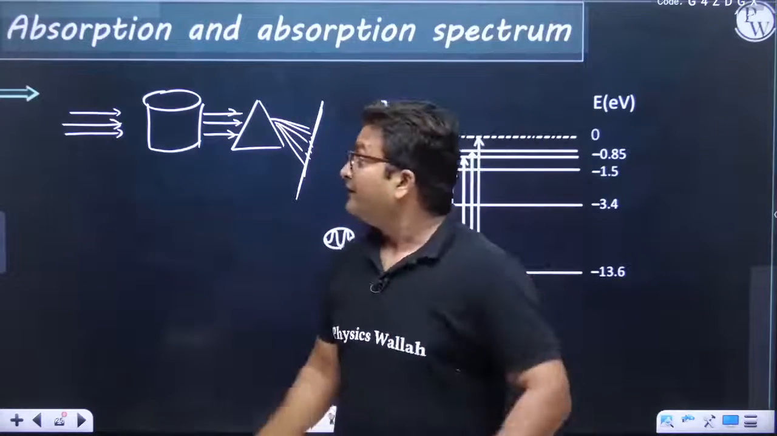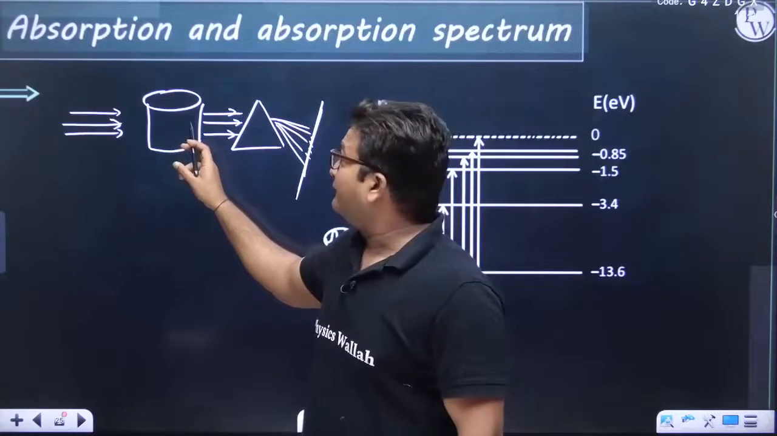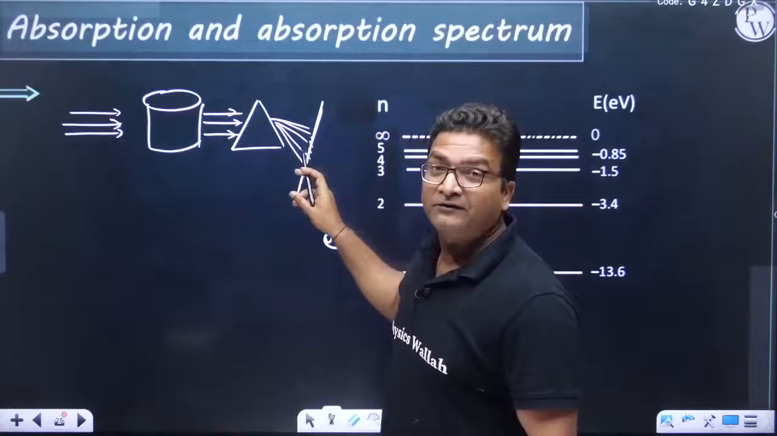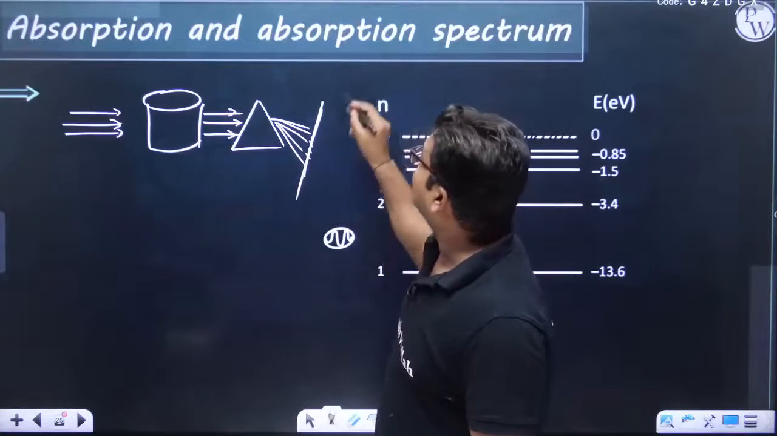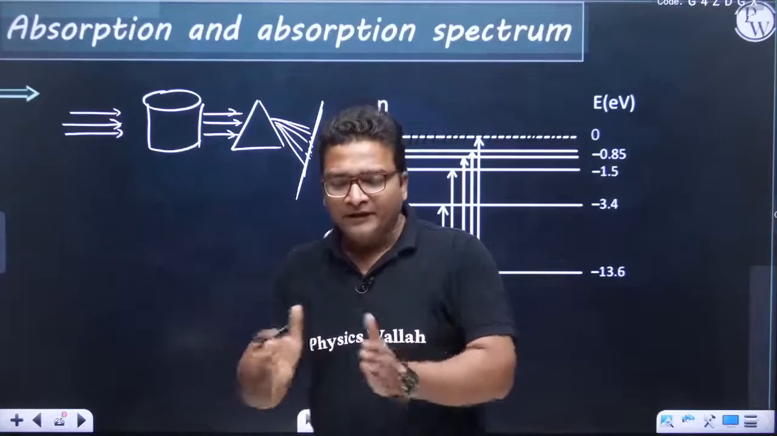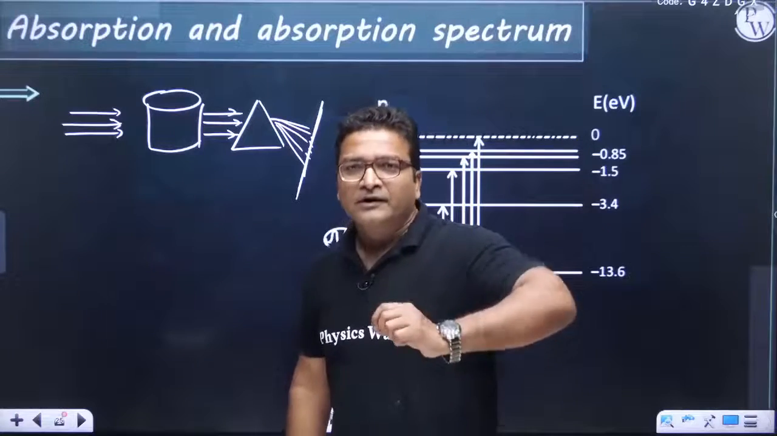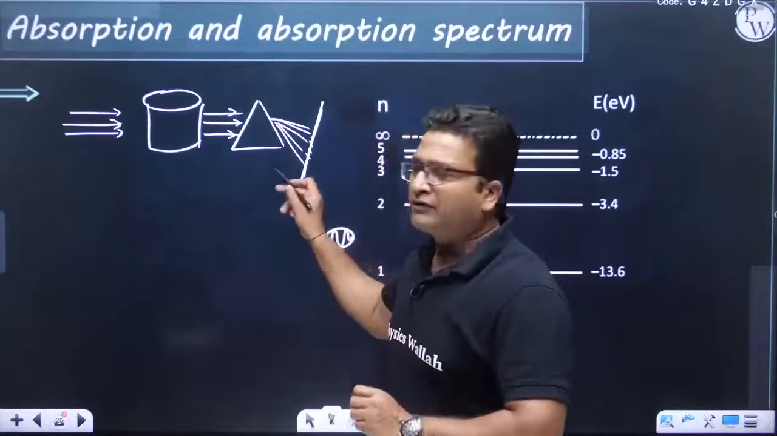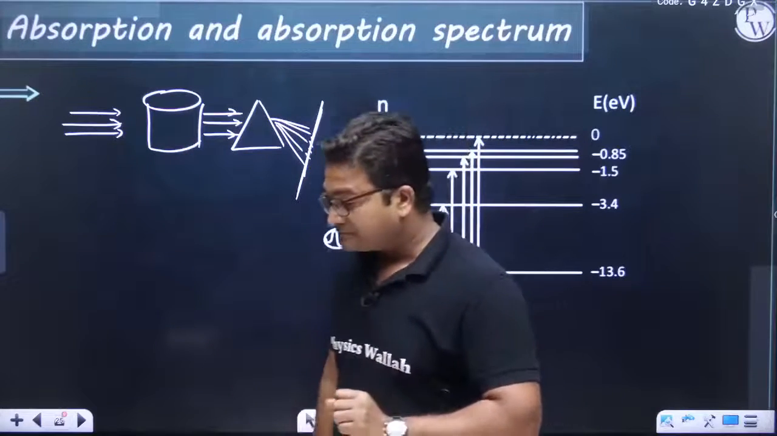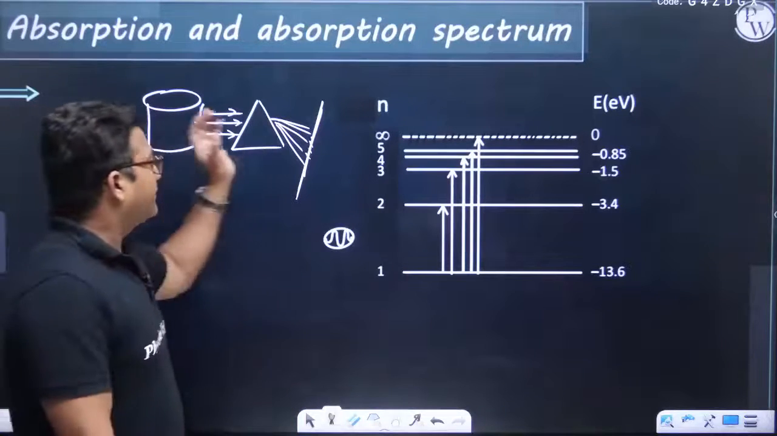Listen again, we send some light, some photons are absorbed here, and the photons which are absorbed are missing in the spectrum, and this spectrum is called the absorption spectrum. So what is an absorption spectrum? The whole absorption spectrum is bright, but it has a few dark lines corresponding to the photons which were absorbed by the hydrogen atom. So what happens when light passes through a hydrogen gas?